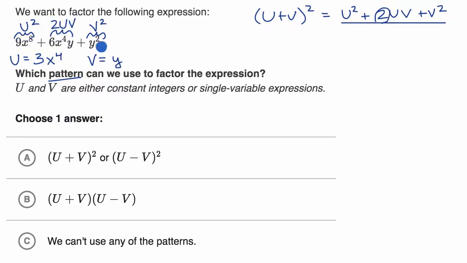So notice, this polynomial, this higher degree polynomial, can be expressed in this pattern, which means it can be factored this way. So when they say which pattern can we use to factor this expression, I would use the pattern for u plus v squared. So I would go with that choice right over there. Let's do a few more examples.